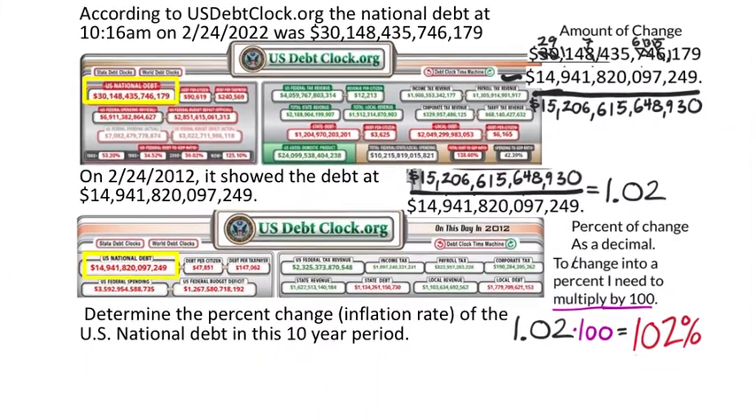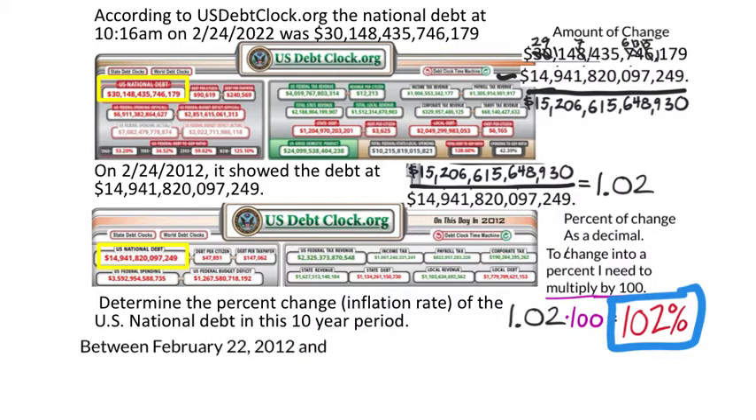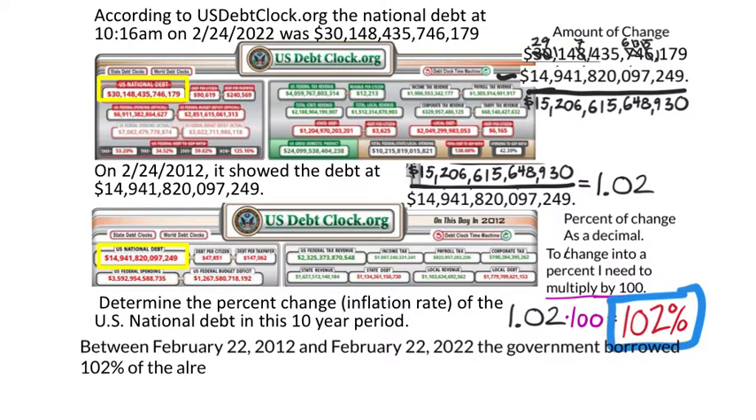Now, just real quick, what this means, and this is our answer, this is all we need right there for this problem, but just to clarify what this means. Between, we'll say, February 2012 and February 2022, again, this is the government borrowing this money, 102% of the already existing national debt.